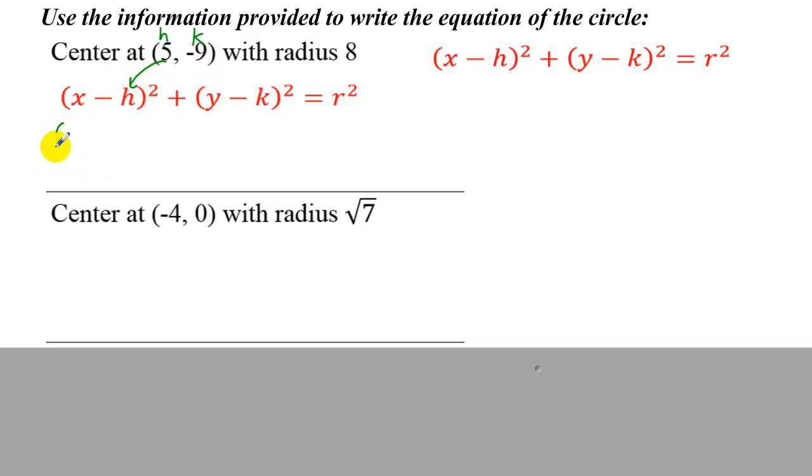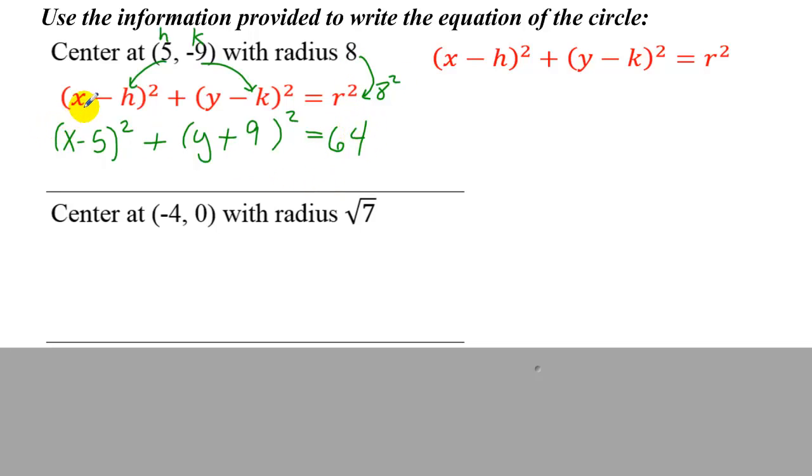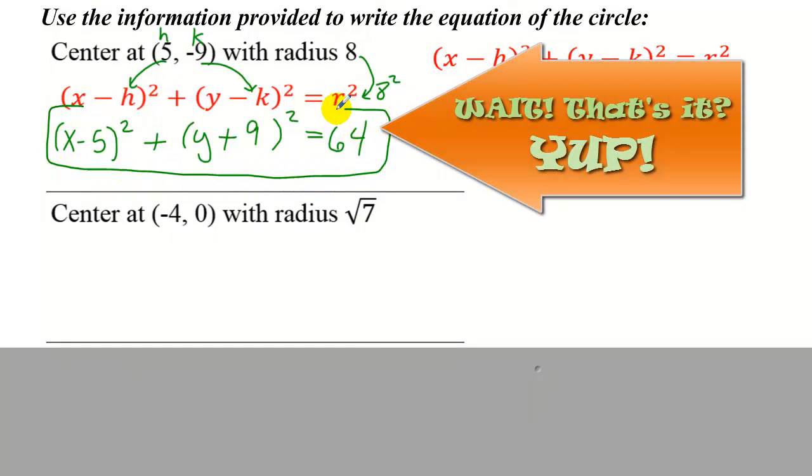We'll start out with x minus 5 for the first part. And we're going to add in our second part, in these parentheses, we're going to take y minus k, or y minus negative 9. Be careful with the double negative there. That's y plus 9. And our radius is 8. So when we bring it down, it's going to be squared in the formula. We're going to have 64 for that. And that is the equation of the circle.